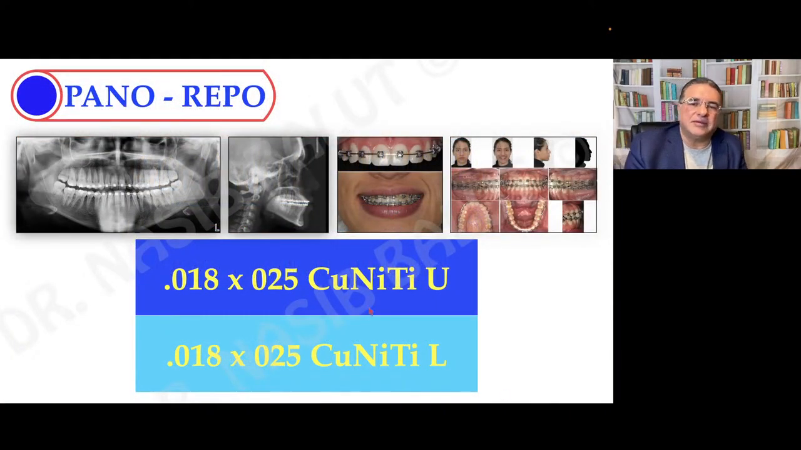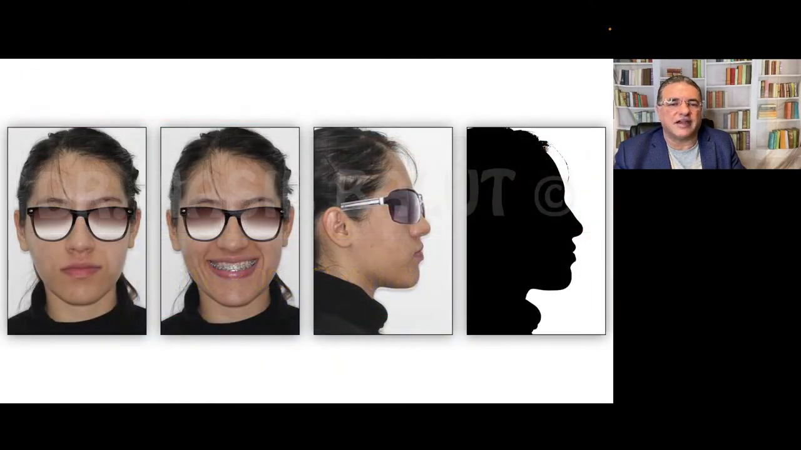So here again, before I move on to 18 by 25, I take another panel, I take a lateral ceph to check the torque, and with the digital photo, I will evaluate my smile and bracket positioning. That's the appointment that we call, as Dr. Stuart Frost says, the pano repo, but it's not just the pano, it's the lateral and photos that we take before we get to the 18 by 25.